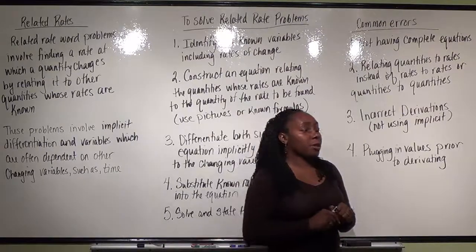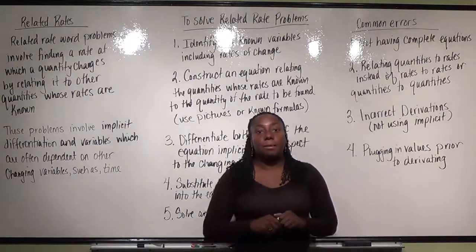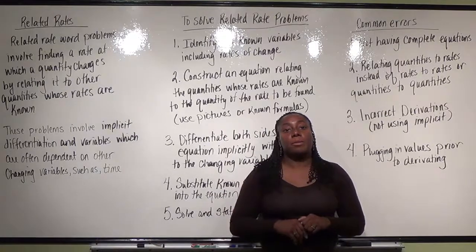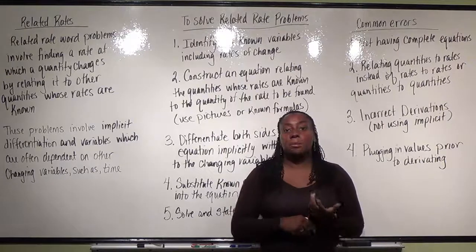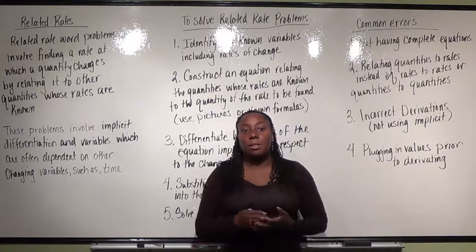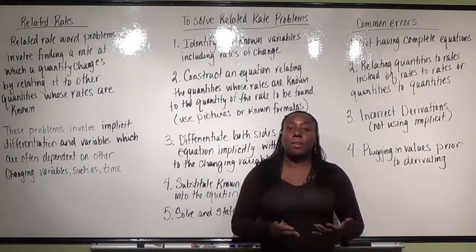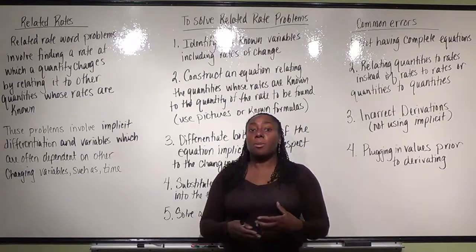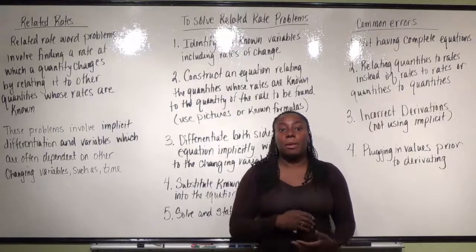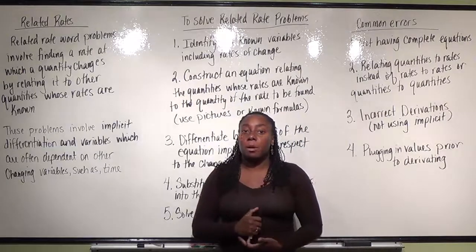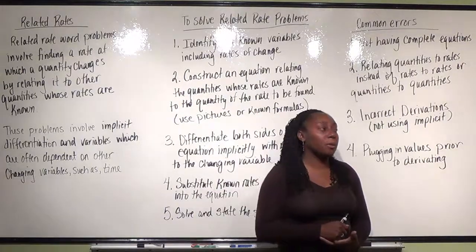Incorrect derivations. Here all of your derivatives in related rate problems are going to be done implicitly. So you can't just take the derivative of x squared and say it's 2x. It is always going to be 2x dx/dt, or dx d-something. It's always with respect to some unknown variable or changing variable.